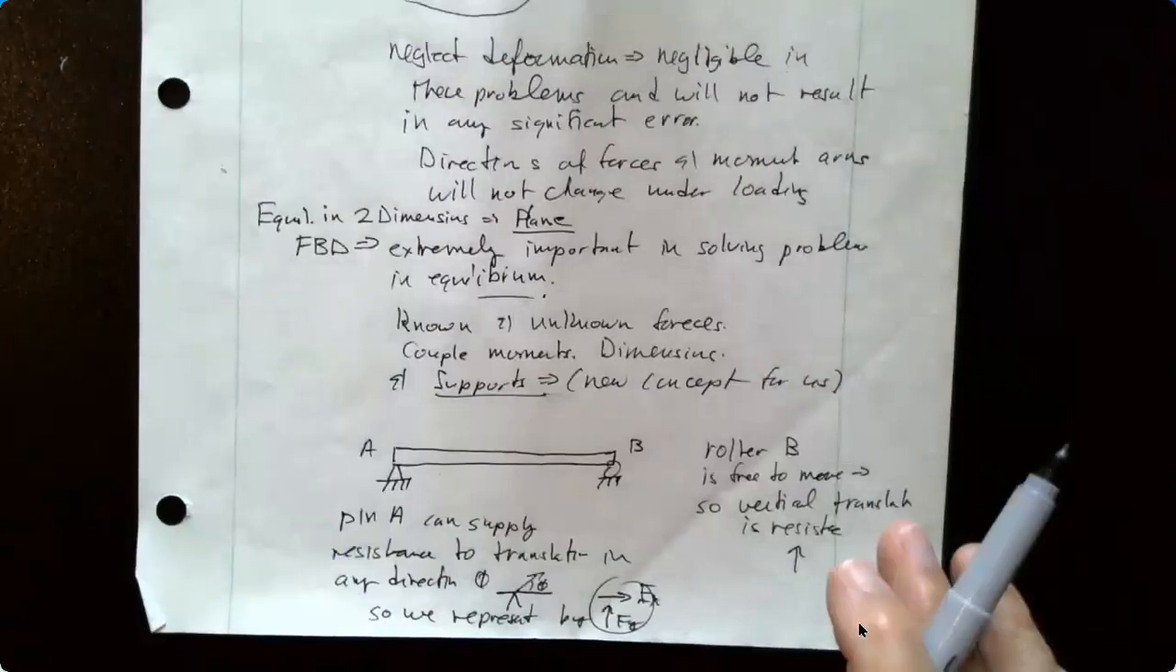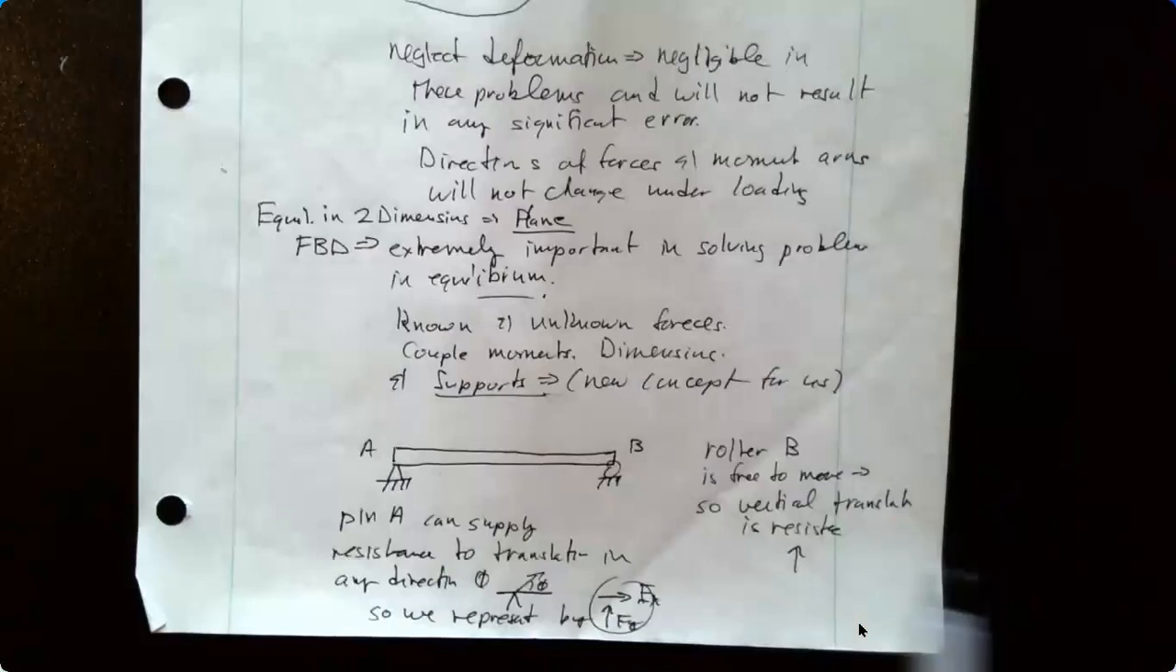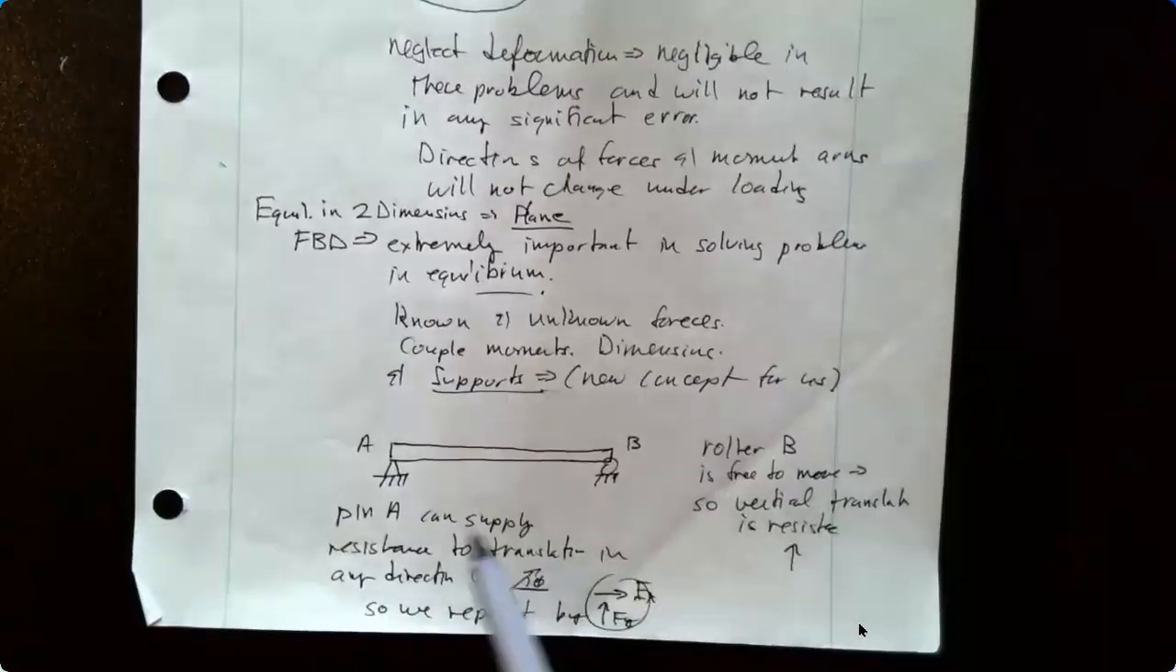And this concept of supports is sort of a new concept for us and very, very important. So what I have drawn here is a simple beam. It's supported at point A at the end of this beam. We'll learn this is a pin connection. Over here at B is a roller connection. Okay. The pin A can supply a resistance to translation in any direction.